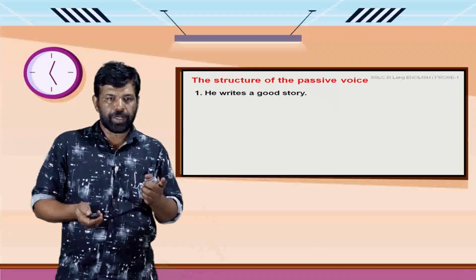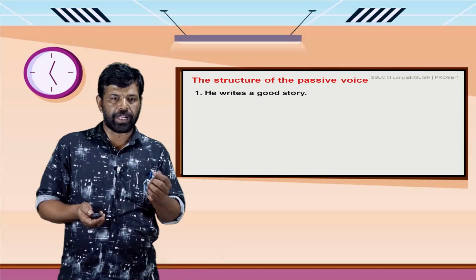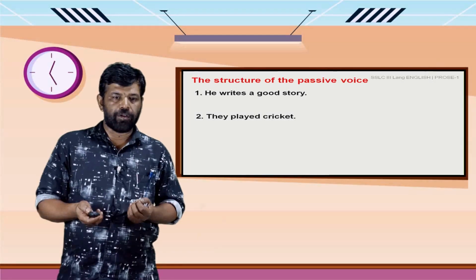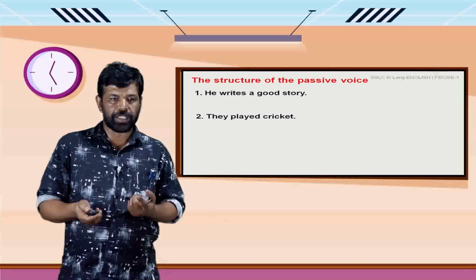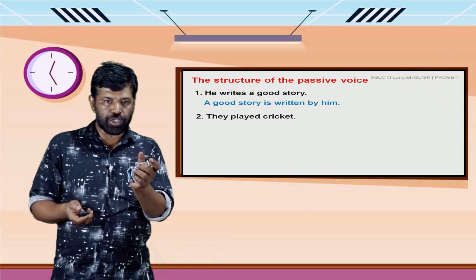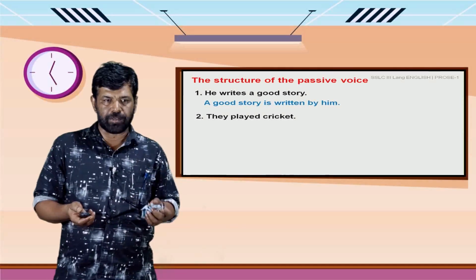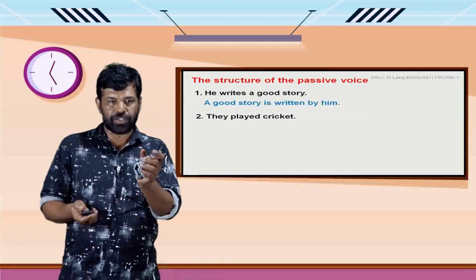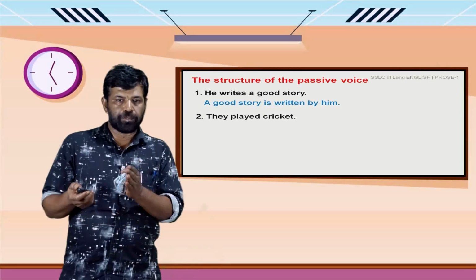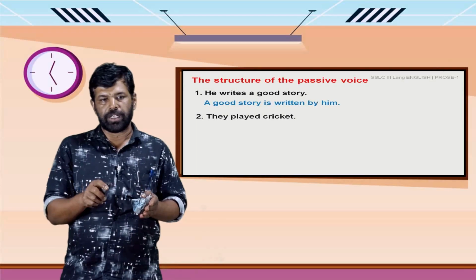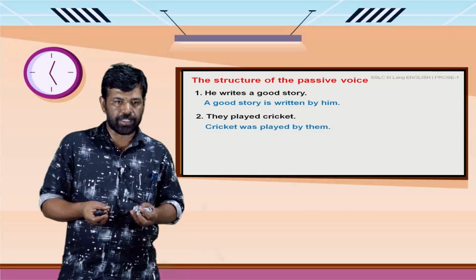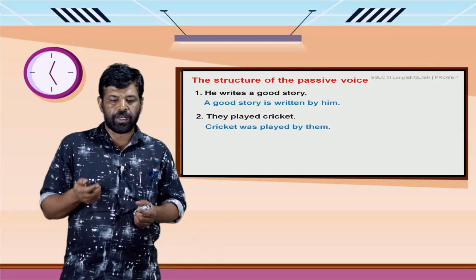So here we have an example. He writes a good story. Could you change this? Yes. And one more question from the lesson: They played cricket. The first one you will have an answer. A good story, which is an object, is taken as the subject, and writes changes to is written, and the object is placed by him, that is, by is used and he changes to him, its objective form. And for the second sentence, they played cricket, cricket was played by them.